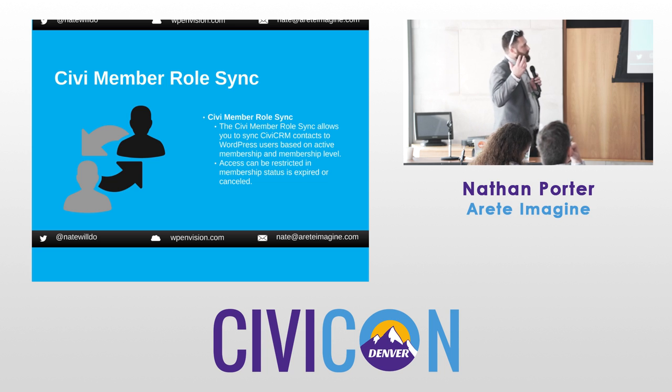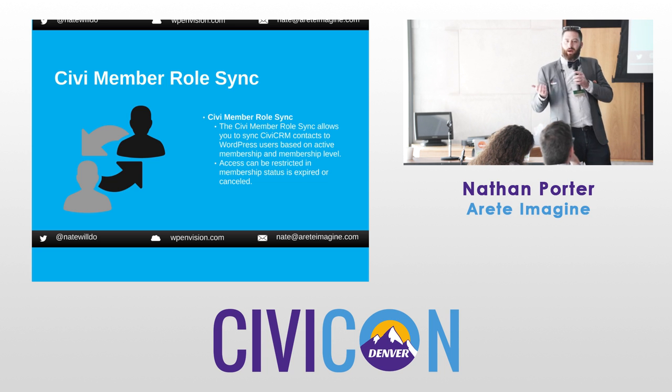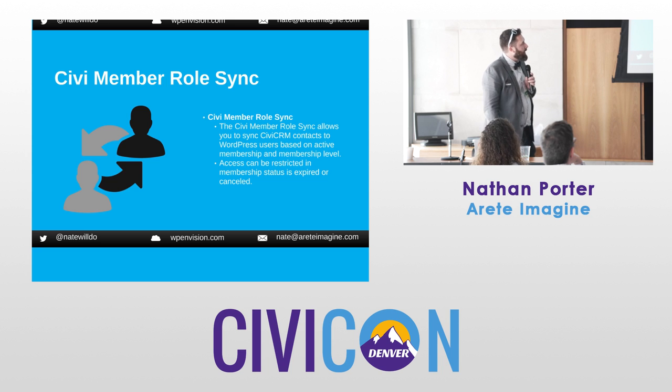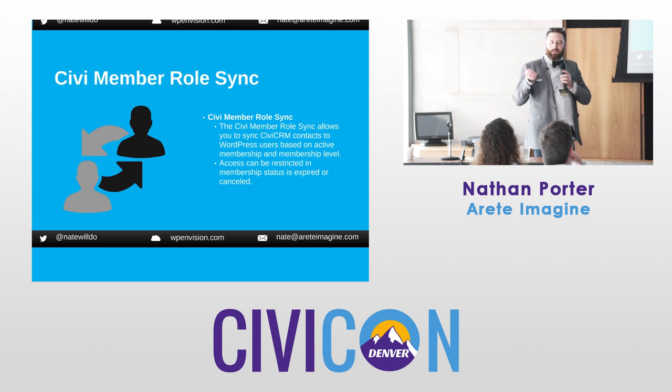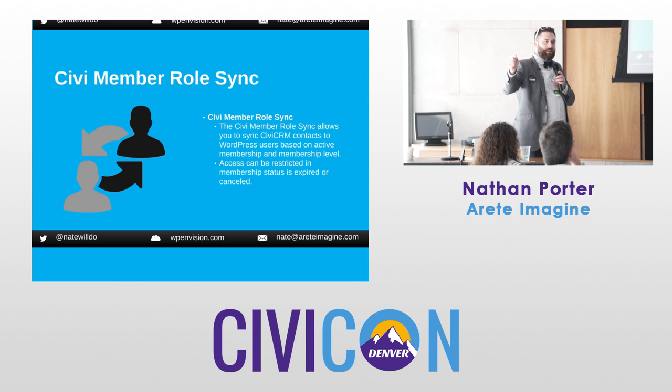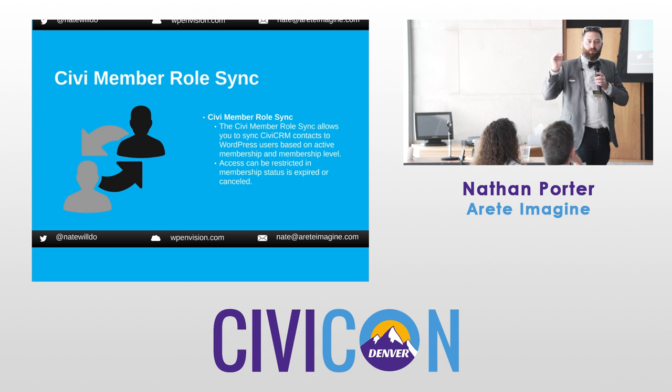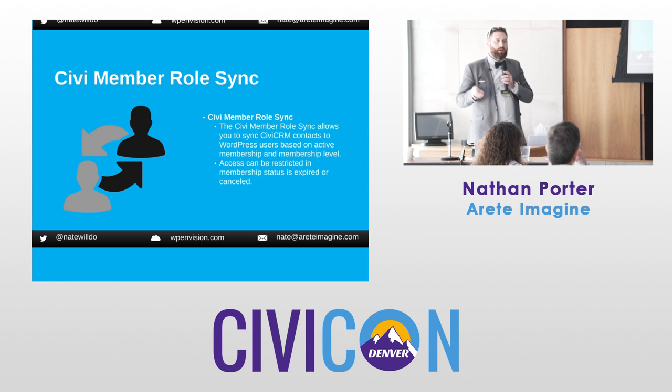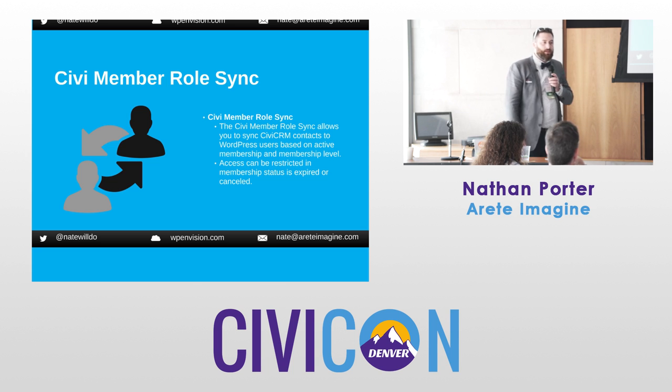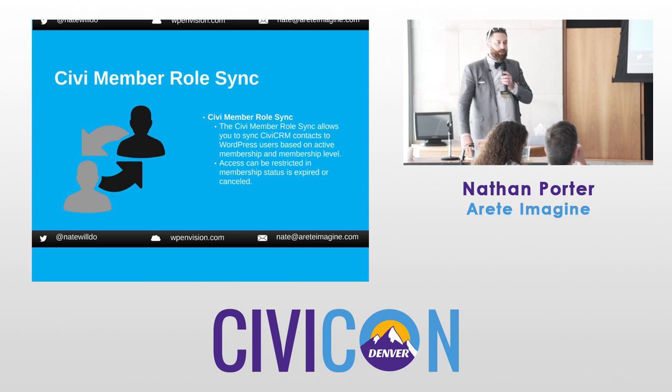Civi member role sync has been around for a while, but hasn't been updated in a while. If you don't know about it, what it does is if you have a membership in CiviCRM that's active, or in any state really, it can check that membership status and sync it to a role in WordPress for your user. So if someone has a gold level membership, you can give them automatic access to gold membership content on your website. The nice thing is that if the membership is expired, it can restrict their access to that content. It does that check every time they log in.